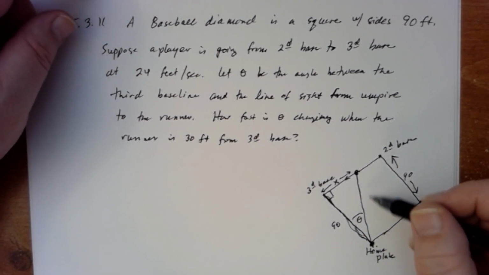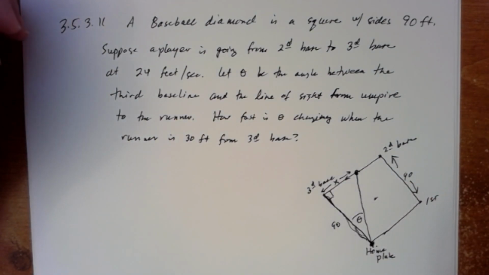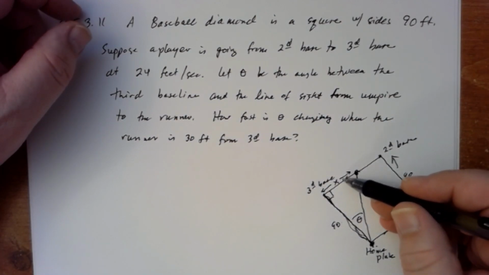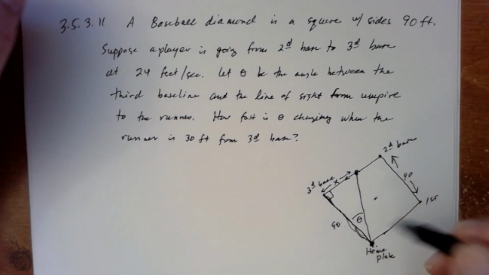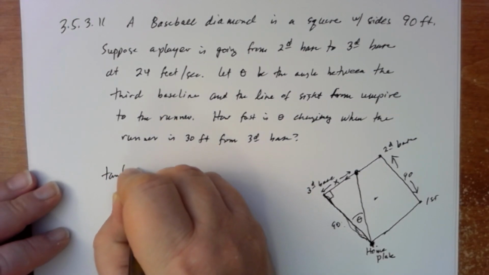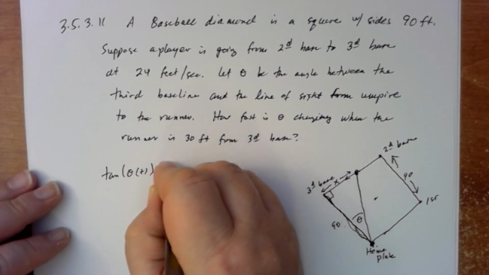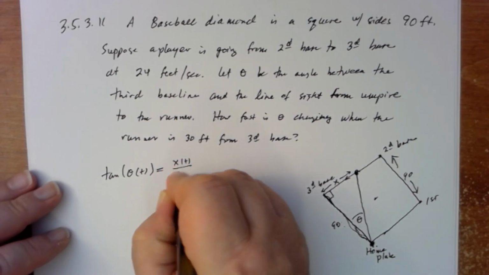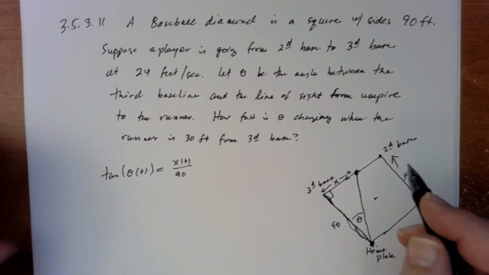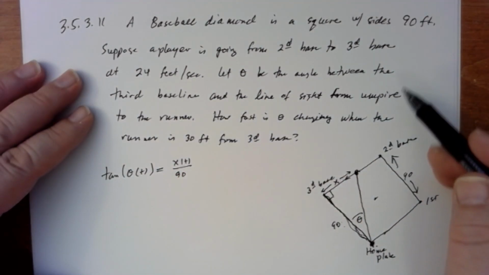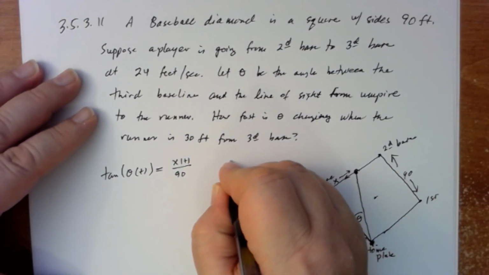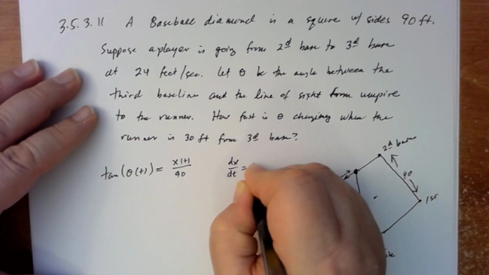So what is the relationship between these variables then? Well, if we just use x and 90, right, that would be opposite over adjacent, and so that would be the tangent of theta. So let's go ahead and take tangent of theta, and in fact theta is a function of t, right, is equal to x of t over 90. Remember, the 90 is fixed, but x of t is not fixed, right? Good. What's some other things we know here? The player is going from second to third at 24 feet per second, so we know that dx over dt is equal to 24.